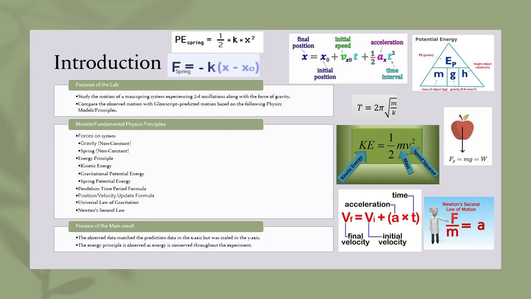Introduction. The purpose of this lab is to study the motion of a mass spring system experiencing 2D oscillation along with the force of gravity, and to compare this observed motion with the GlowScript predicted motion based on the following physics models and principles.